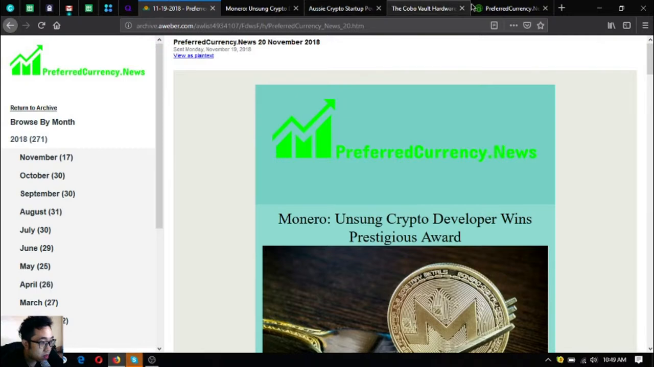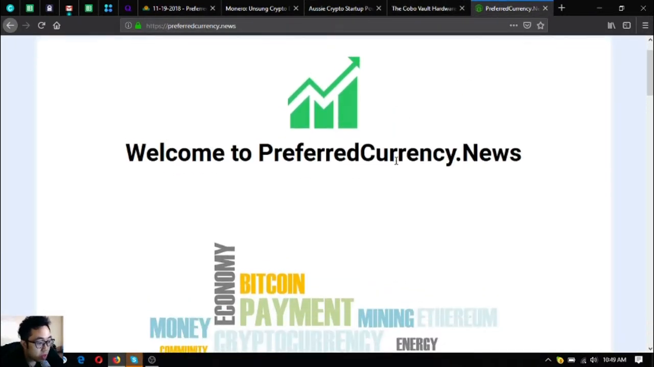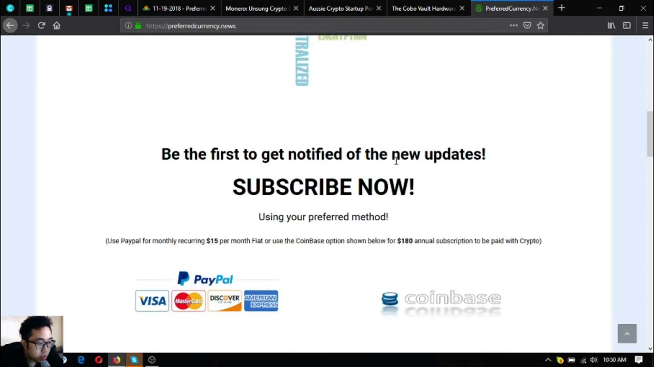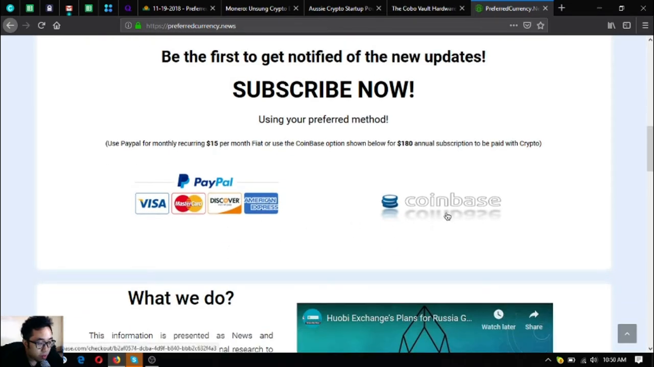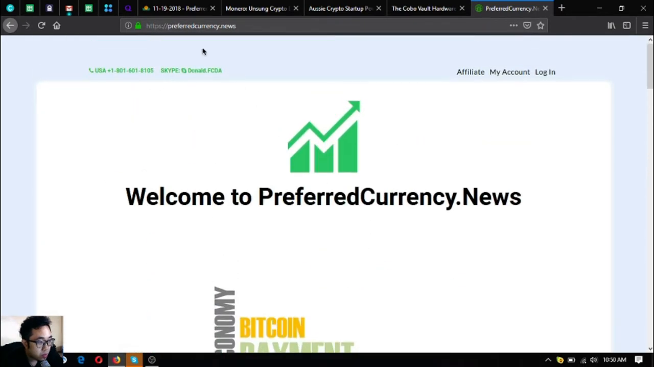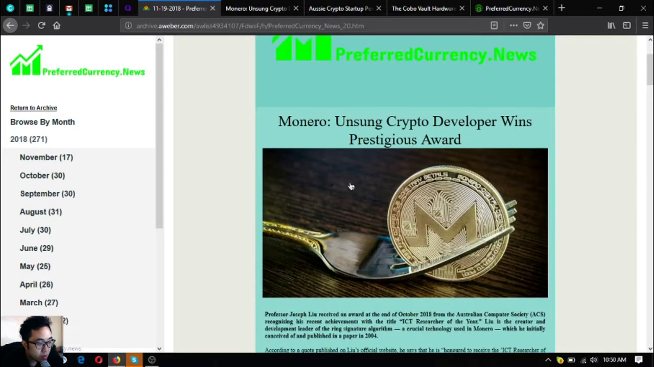So this is the preferredcurrency.news subscription website, where you subscribe for $15 a month or $180 a year to get notified of the latest updates on cryptocurrencies. You can use fiat or crypto as payment on this subscription. Okay, let's go to the newsletter. This is the newsletter that the subscribers received some hours ago.